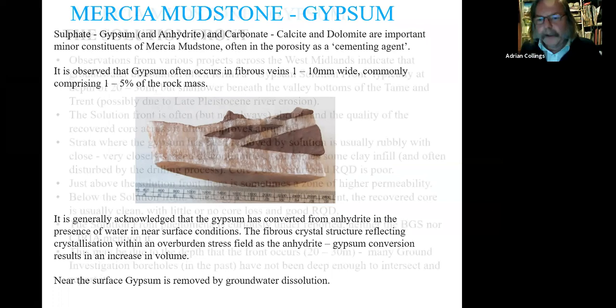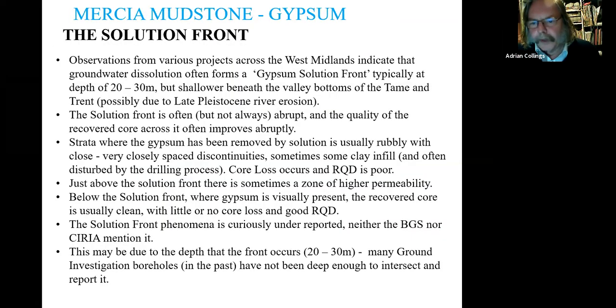This leads on to the observation of the solution front. Observations from various projects across the West Midlands indicate that groundwater dissolution often forms a gypsum dissolution front, typically to a depth of 20 to 30 metres, but shallower beneath the valley bottoms of the Tame and Trent, possibly due to late Pleistocene river erosion. The solution front is often, but not always, abrupt, and the quality of the recovered core across it often improves abruptly.